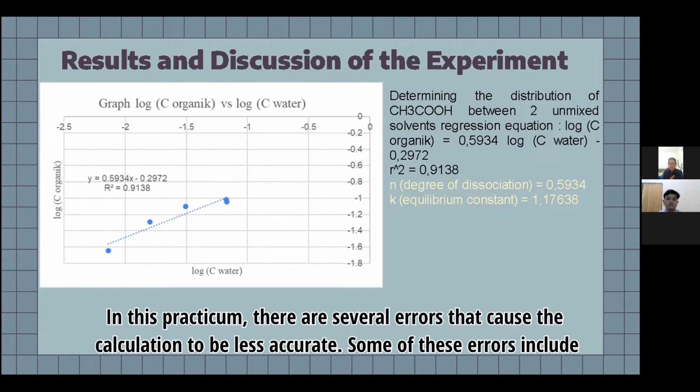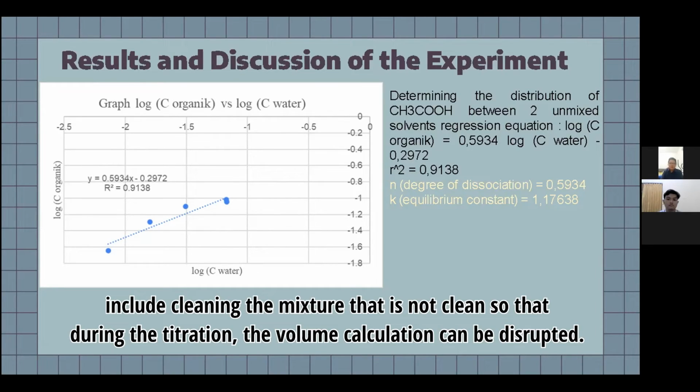In this practicum, there are several errors that cause the calculation to be less accurate. Some of these errors include cleaning the mixture that is not clean, so that during titration, the volume calculation can be disrupted.